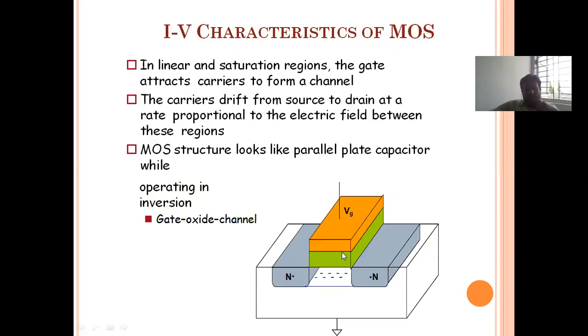Now next is the IV characteristics of MOS, the current voltage characteristics. In the linear and saturation regions, the gate attracts carriers to form a channel. The carriers drift from source to drain at a rate proportional to the electric field. All these things we have discussed. The MOS structure looks like a parallel plate capacitor while operating in inversion.